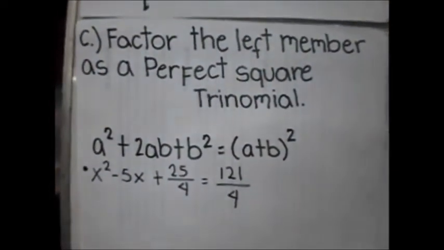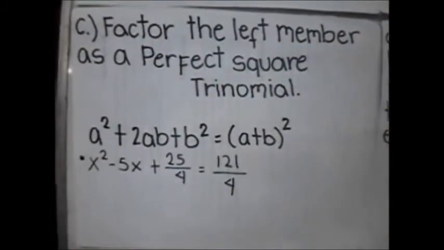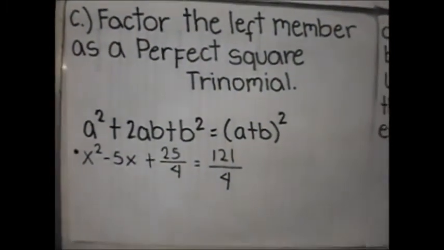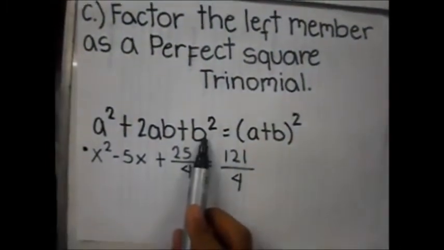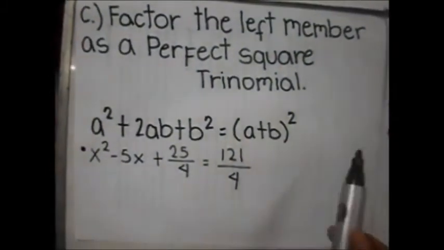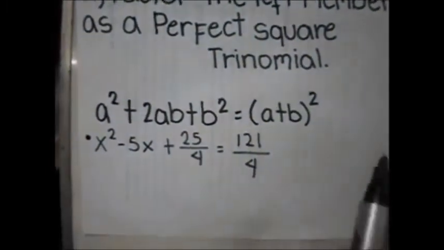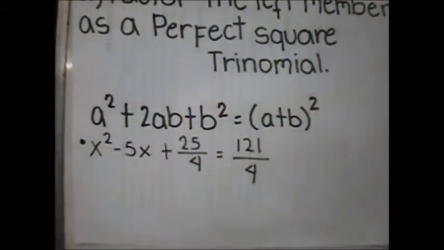The third step is to factor the left member as a perfect square trinomial. The form of a perfect square trinomial is a squared plus 2ab plus b squared, which equals a plus b squared. So we must make that equation in the form a plus b squared. Let's try it.